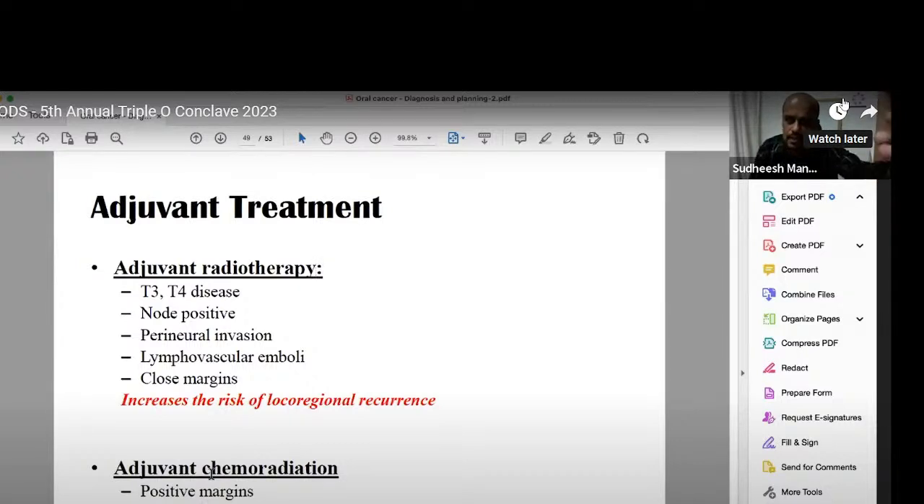Now, if all these things are negative, all that is needed is surgery. Wide local excision and neck dissection is what is needed for treatment.